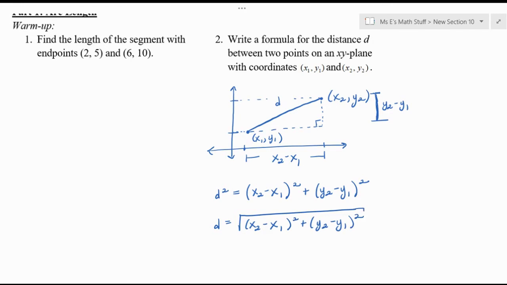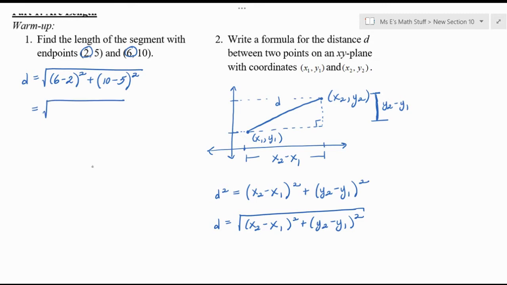Anyway, so if I was to use this formula to do part 1 here, then I would simply take the square root of the difference between the x coordinates. You could do 2 minus 6 or 6 minus 2. You can't mess this up because you're going to square it anyway, so you get the same answer. And then you could do 10 minus 5 or, sorry, 5 minus 10, that is. Either way, you're going to square it anyway, so it ends up being fine.